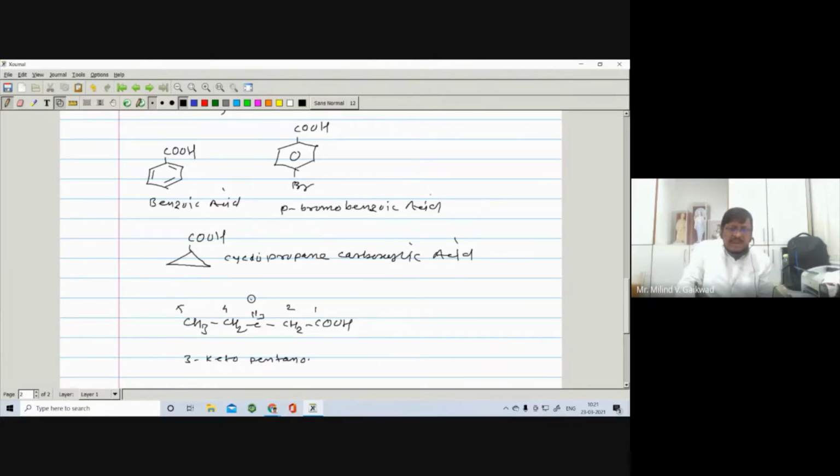Pentane is replaced by oic acid: pentanoic acid. So in this way you can write the name of the compound.